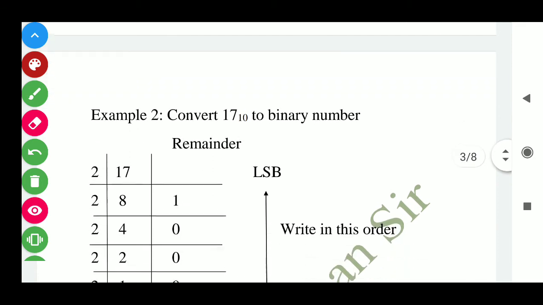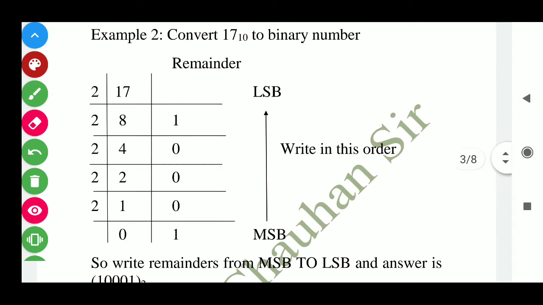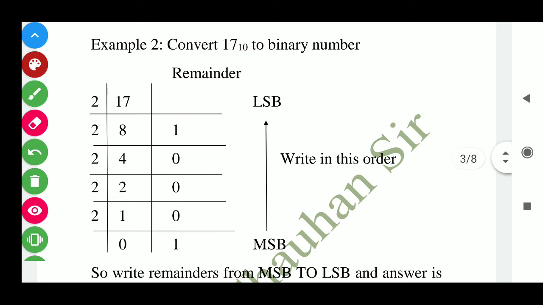Example 2. Convert 17 to a binary number. Just see now here. Write 17 and divide this 17 by 2. So 2 8s are 16. Write the quotient, that is 8, and remainder is 1. Write the remainder here. Now divide this 8 by 2. The quotient is 4, write 4 here, and remainder becomes 0. So write 0 here.